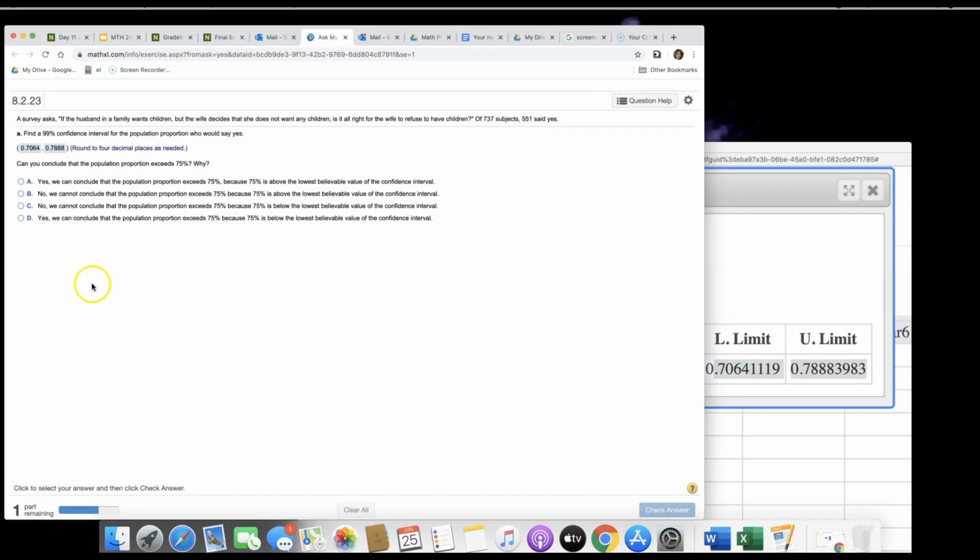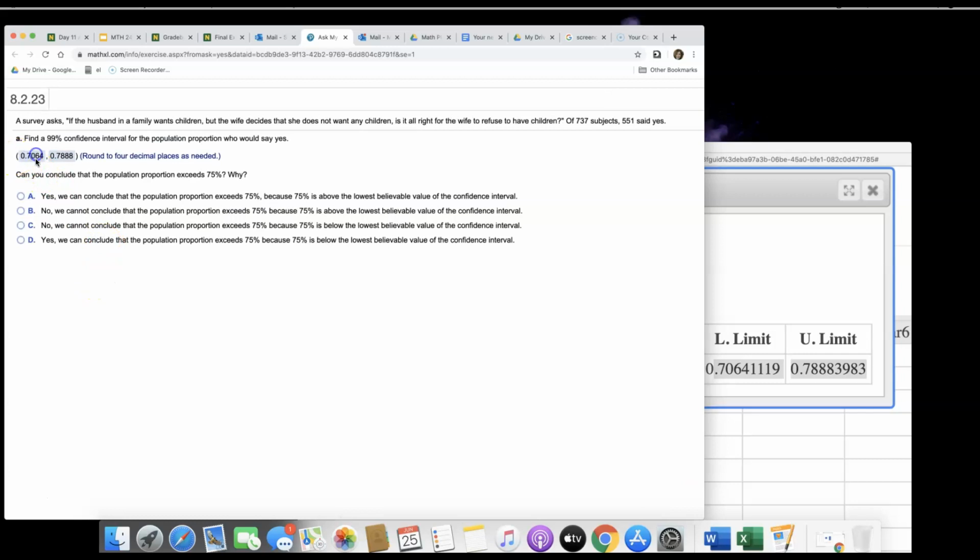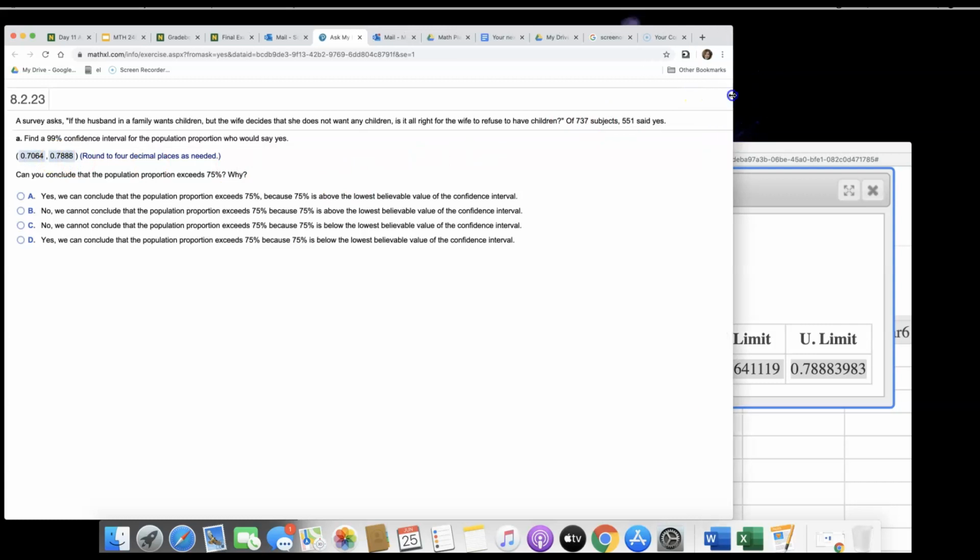That is it. Now, let's talk about the conclusion. Notice this lower limit is 70. So we are at least 71%, but lower than about 79%. Of the population, we're expecting them to say yes, it's okay for the wife to refuse to have children. So let's say, can you conclude that the population proportion exceeds 75%? Now let's take a look though. 75% is definitely in this interval, right? Because it goes from 71% to 79% rounded up. But notice it also goes below 75%: 71%, 72%, 73, and 74 are all included in this interval. So, can we go ahead and conclude that it exceeds 75%? Parts of it exceed it, but it also goes below it. So, no, we cannot conclude it.